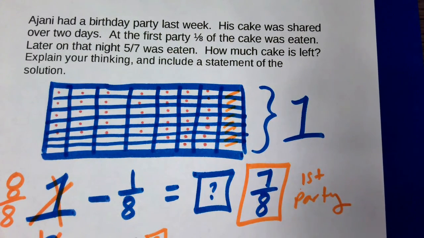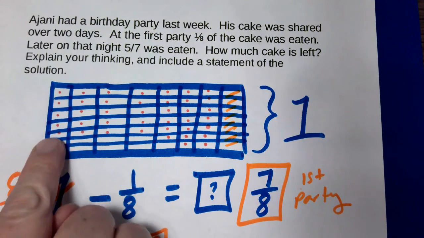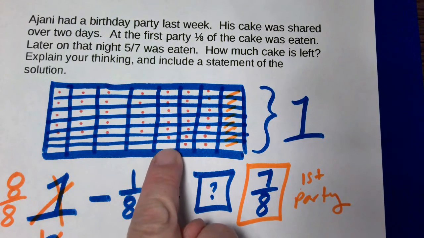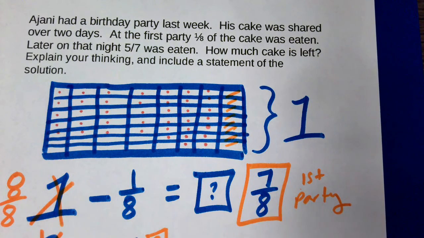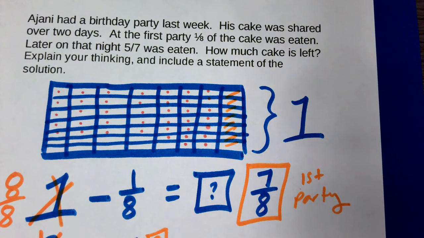So my answer is 9/56 is left. So I'm going to go ahead and check my answer to see if that is in fact true. So I have 2, 4, 6, 8, and then there's 1 left, which was 9. So pictorially, or by a picture, I can tell my answer is correct.